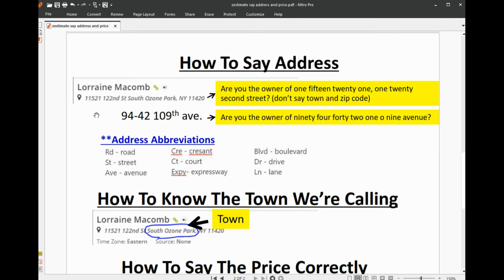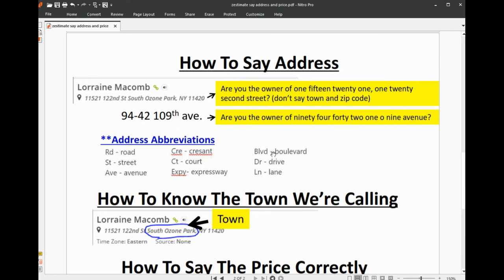Usually for this exact address, there can only be one in the whole United States. So we don't want to sound like we're foreigners, right? So we just tell them we're talking about the address on 11521 122nd Street. Okay, so that's how we say it.